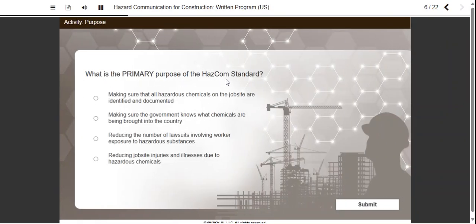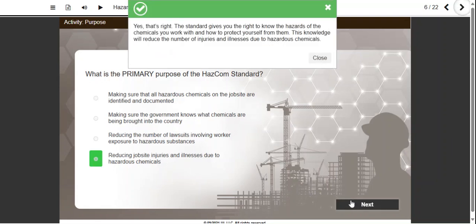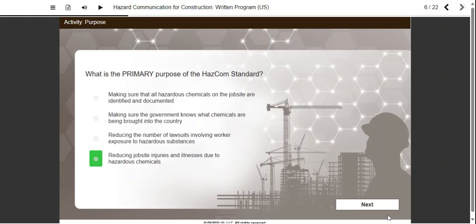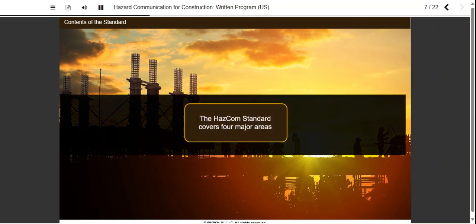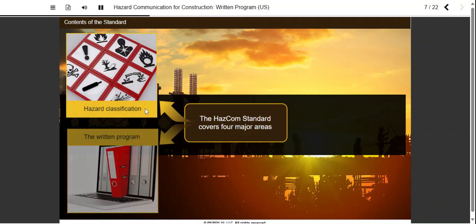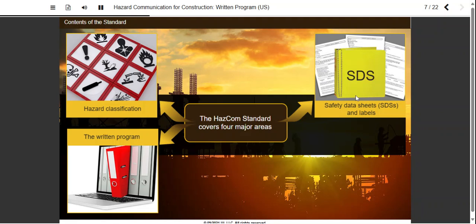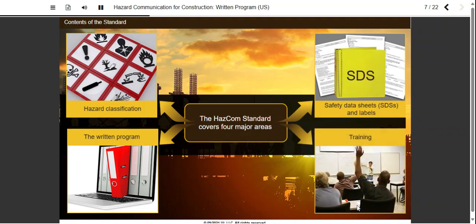What's the primary purpose of the HazCom standard? The HazCom standard covers 4 major areas: hazard classification, the written program, safety data sheets and labels, and training.